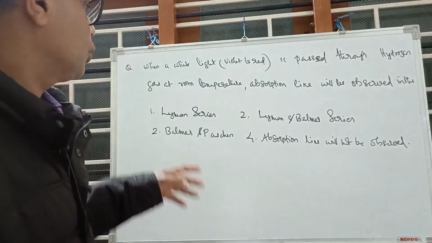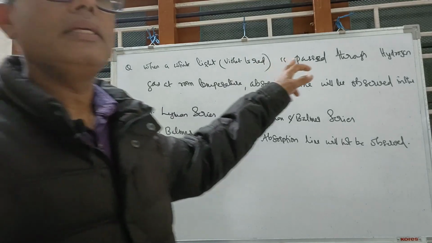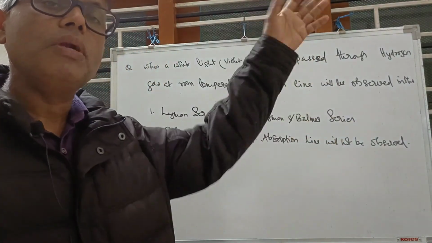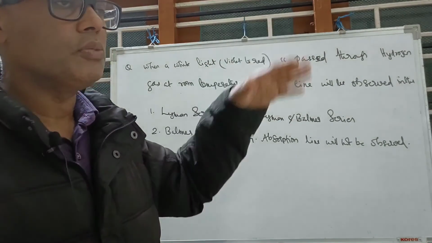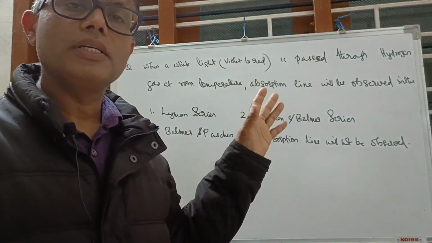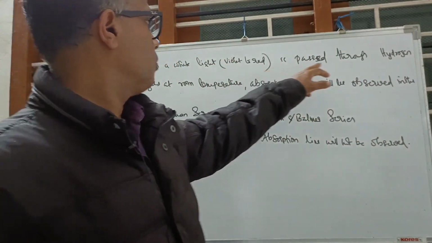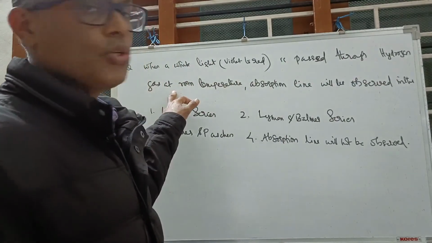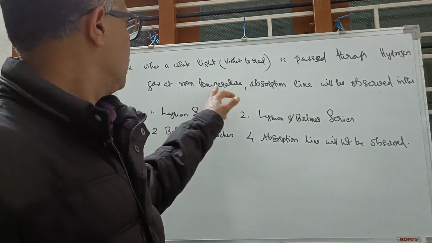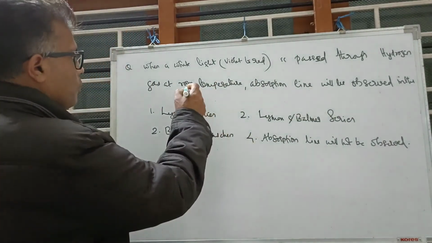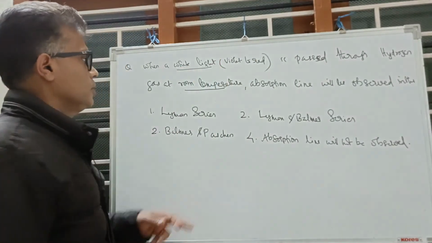Okay, I'll just read the question once again. When a white light, violet to red, because they are telling violet to red because it is visible light, visible range. That's why you take white light. They want to tell it is the visible light. That means there is not much power. It is a normal light. It is passed through hydrogen gas. You remember the hydrogen gas I told you? The hydrogen gas is at room temperature. Very important: room temperature and white light. These two things are very important.